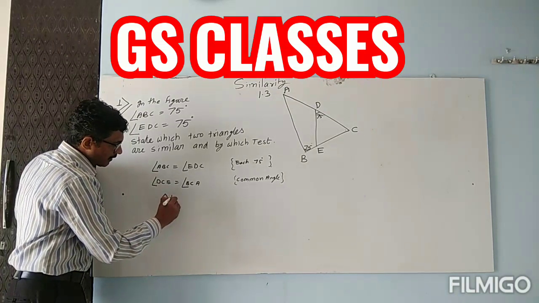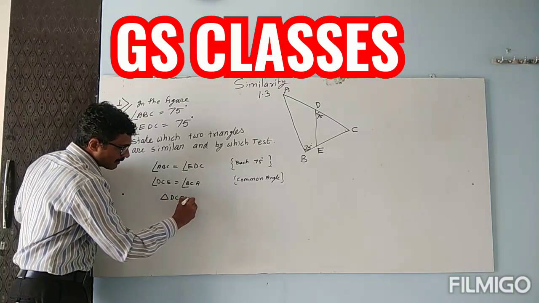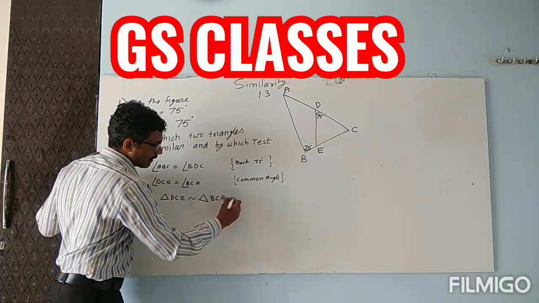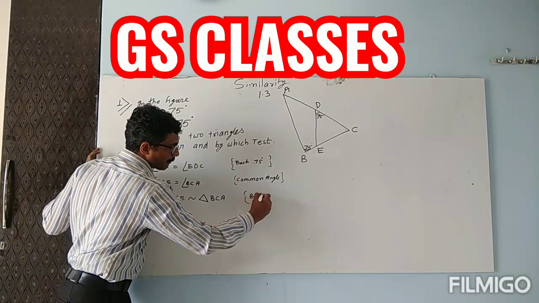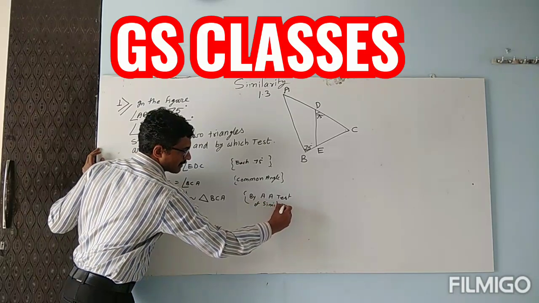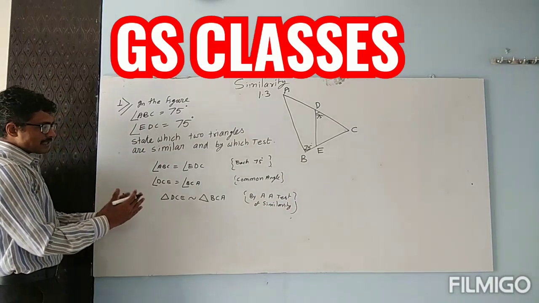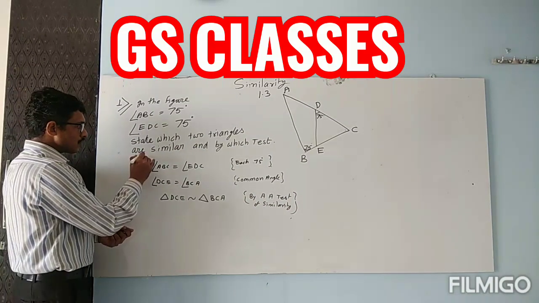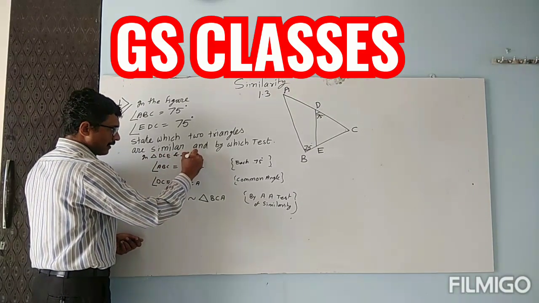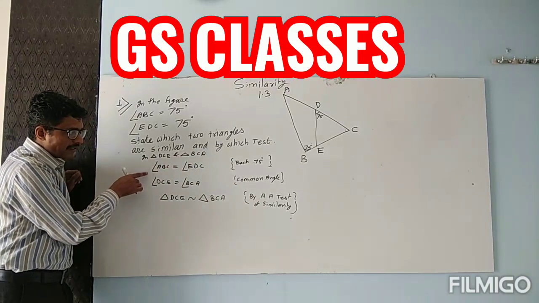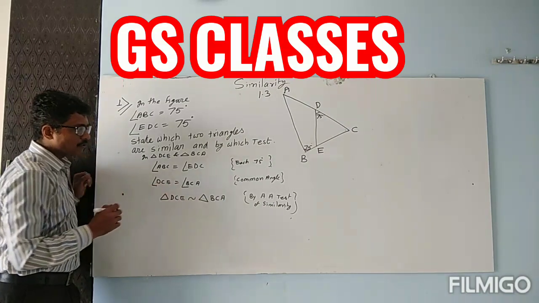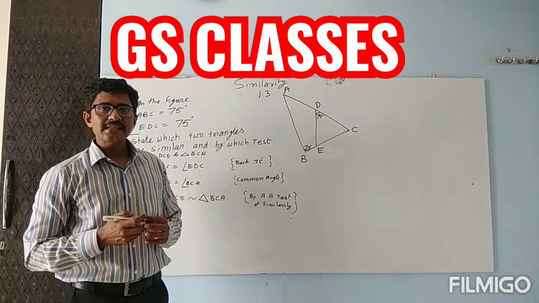So by this criteria, you can say that triangle DCE is similar to triangle BCA. By which criteria? Tell me. By a test of similarity. So children, these are the two triangles which were what? Similar. So here we wrote in triangle DCE and triangle BCA. By these criteria we can say that these angles are same. So by a test of similarity, these two are going to be similar. So children, let's start the next question now.